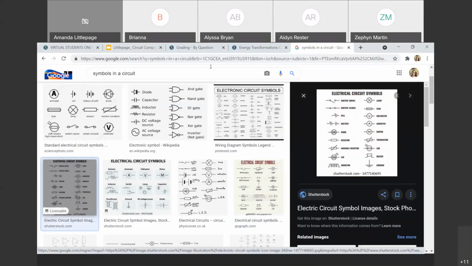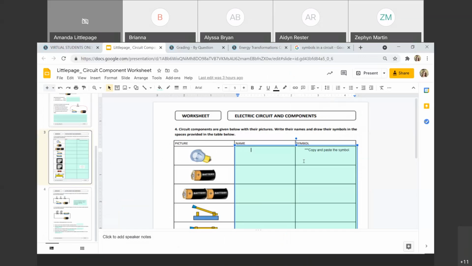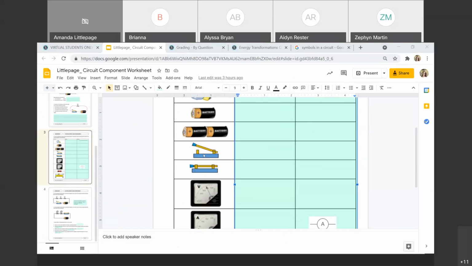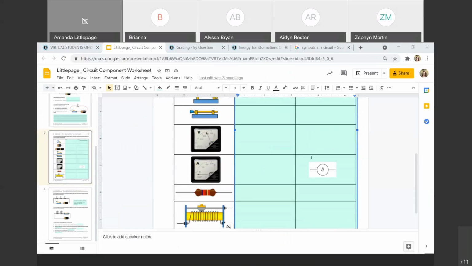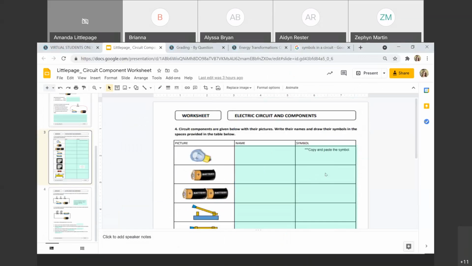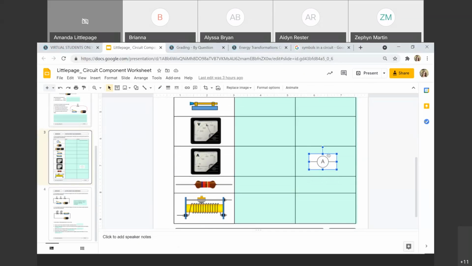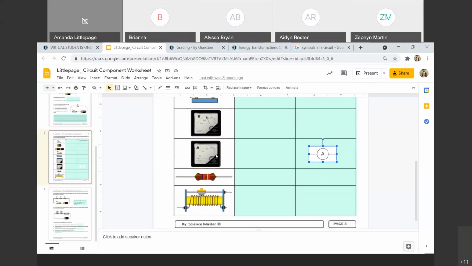So I'm going to show you one of them I've already done for you. So if you scroll down, that's what this means here when I say copy and paste the symbol. So you'll have a light bulb, 1 battery, 2 batteries, open switch, closed switch, voltmeter, ammeter. And I went ahead and did this one for you as an example. So this is basically just a picture. I pulled it up on the internet, copied, and I pasted it in here and just kind of minimized it and made it smaller. So the ammeter one is done for you.